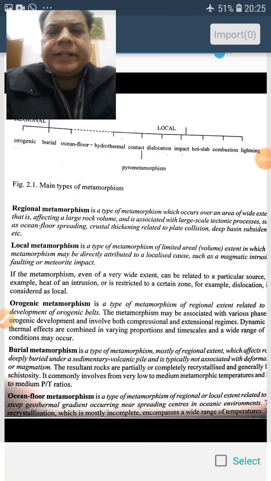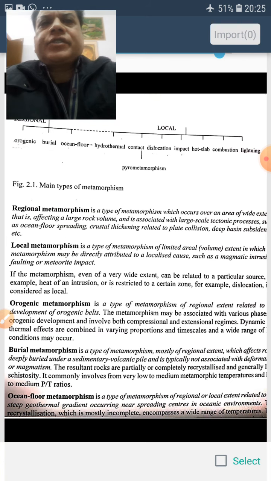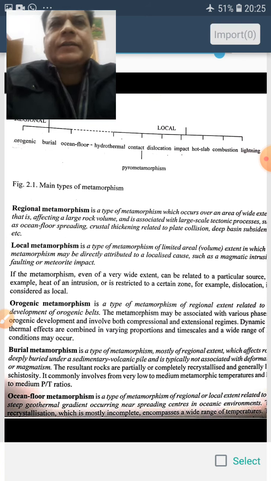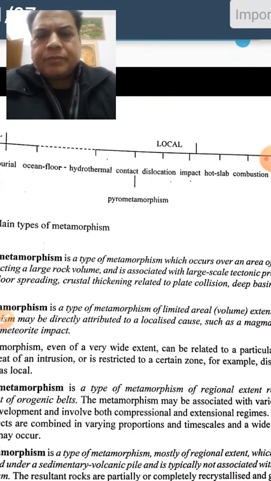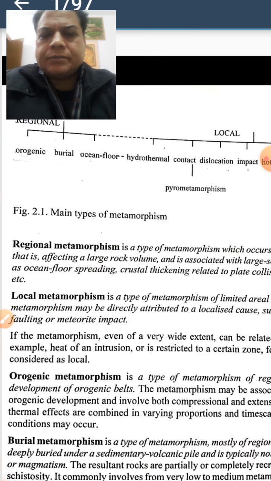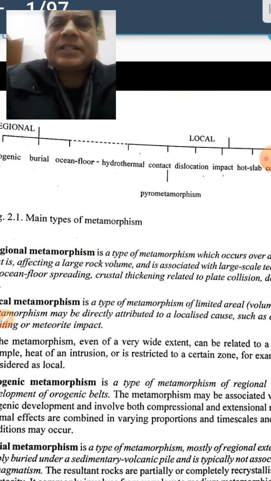Today we will take up a very interesting and current type of metamorphism, that is extraterrestrial metamorphism. For that we have to understand the various other types of metamorphism, and then we will talk of extraterrestrial metamorphism. Now what you can see in this diagram are the different types of metamorphism. First of all, I want to clear your concept.